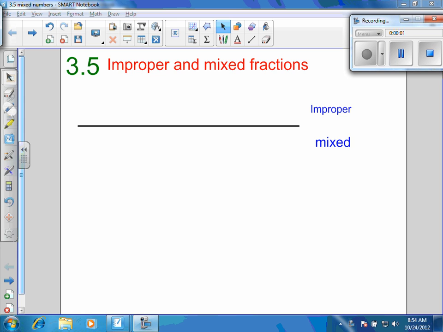Record this, and before you take any notes today, I just want you to listen and ask questions so we can make sure we all understand what an improper fraction is and what a mixed fraction is and how they relate, and maybe relate that to a double number line, okay? Because we've been working with number lines.